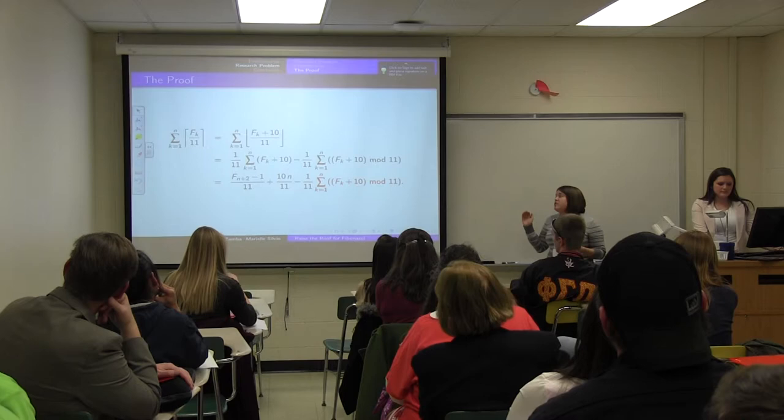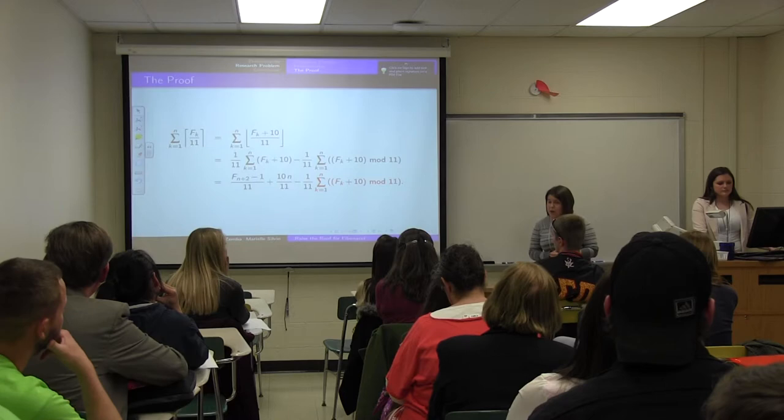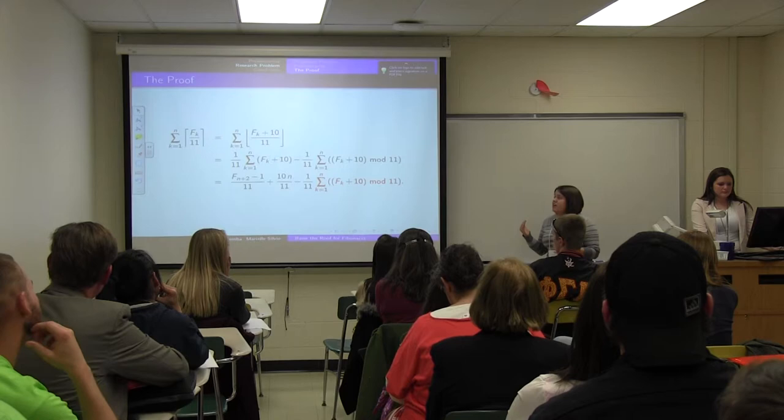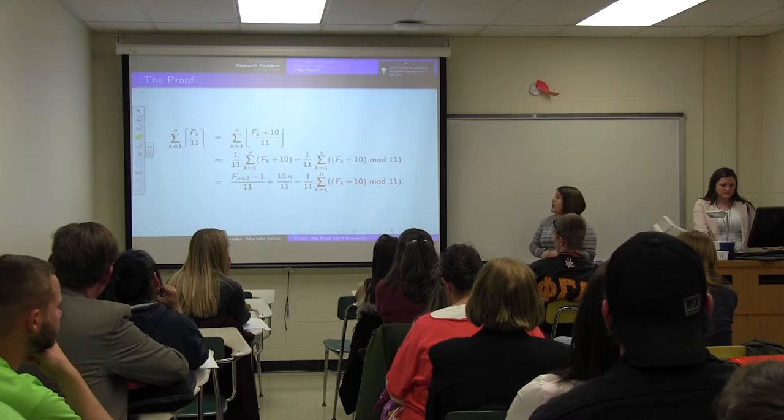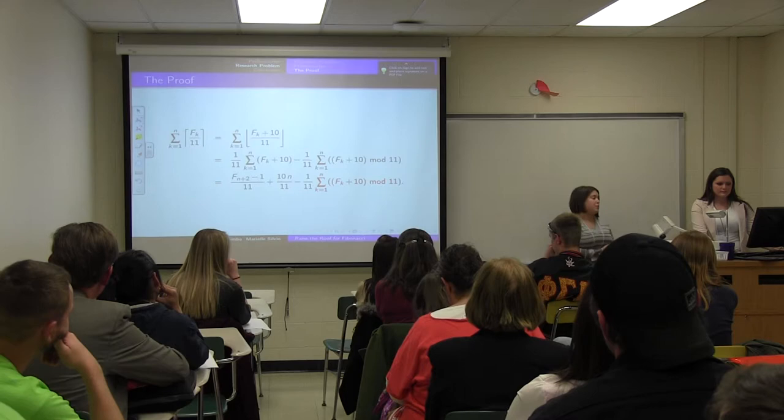We knew that the summation from k equals 1 to n of f of k was equal to f of n plus 2 minus 1. That was from part 3 of theorem 1. We also knew that the summation from k equals 1 to n of 10 was 10n. And we distributed the 1/11 to each term. Now you can see we have a red segment to the right, and this is what we're going to further modify, and Marielle will show you how we did that.